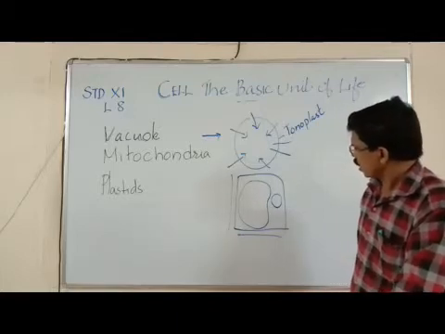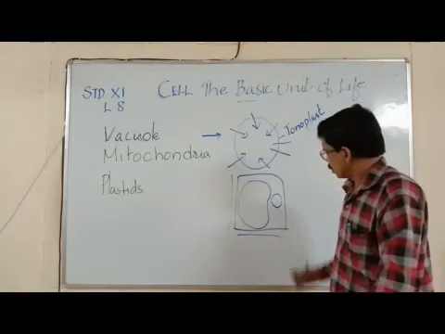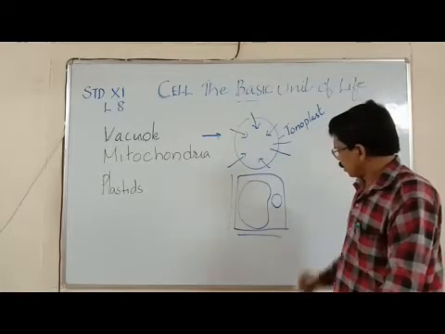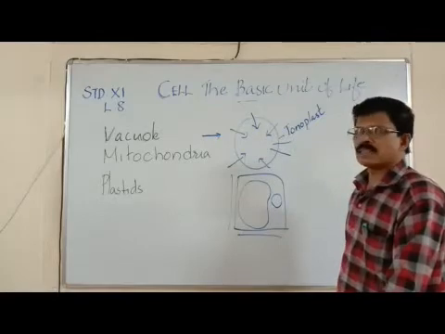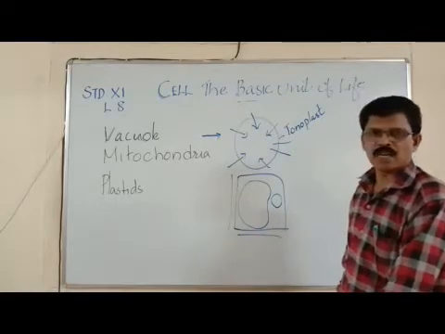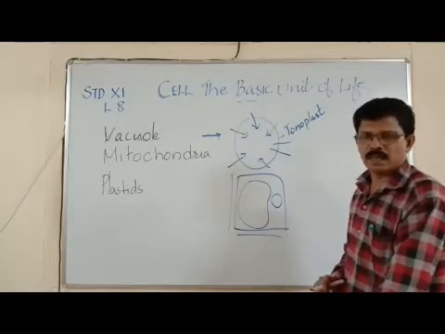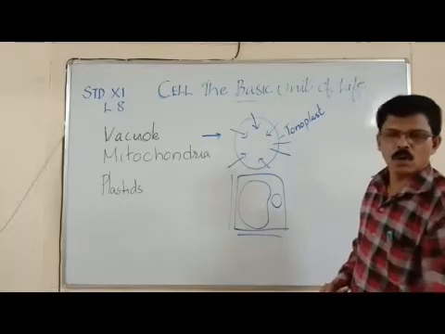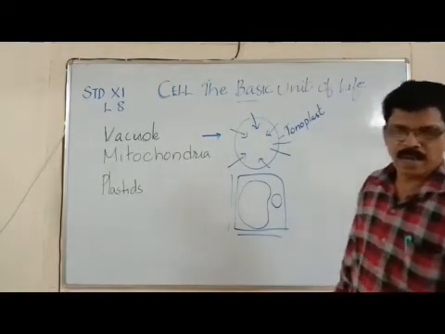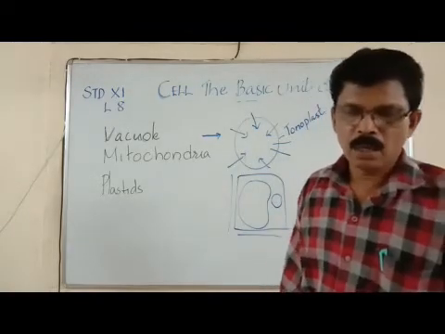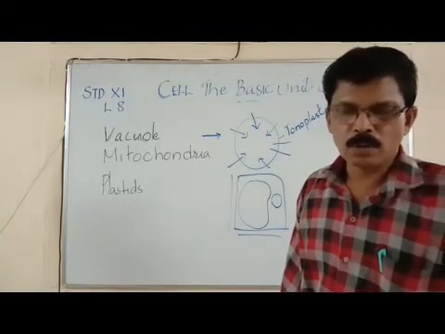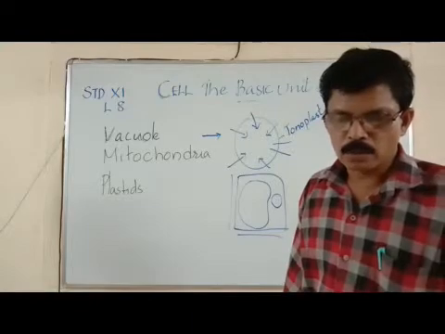Now, vacuoles are very important in maintaining the turgidity of the cell. So the turgidity and rigidness of the plant cell is also due to the vacuoles.